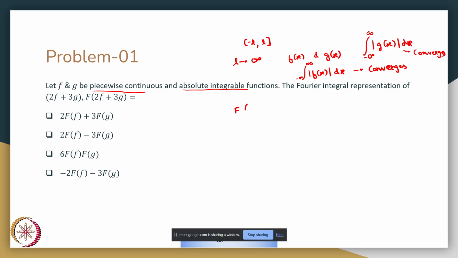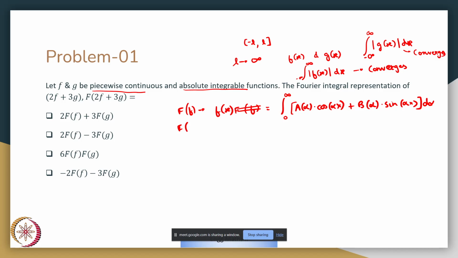So the Fourier integral transform of f is nothing but the integral from 0 to infinity of a of alpha cos of alpha x plus b of alpha sin of alpha x times d alpha. So this is f of x itself written in integral form. The same can be written for g.